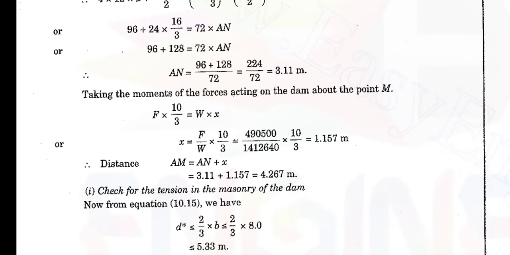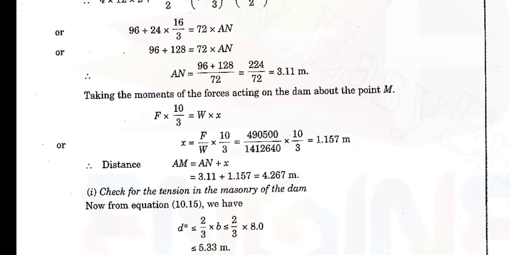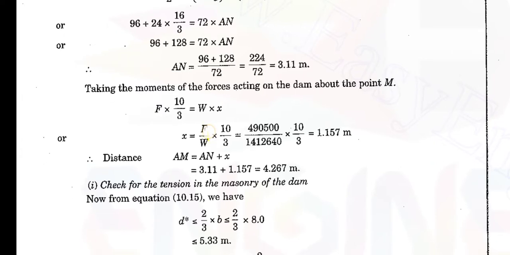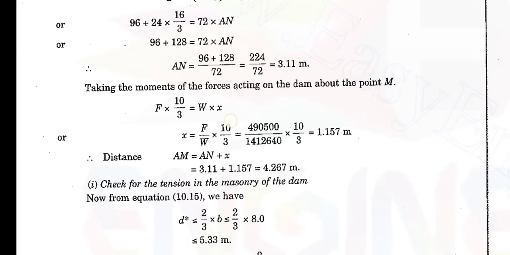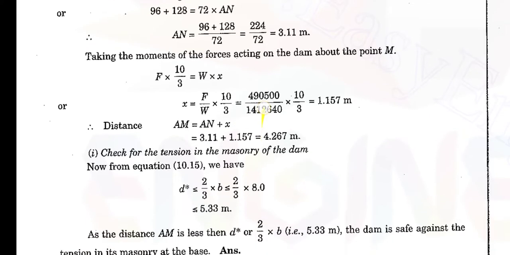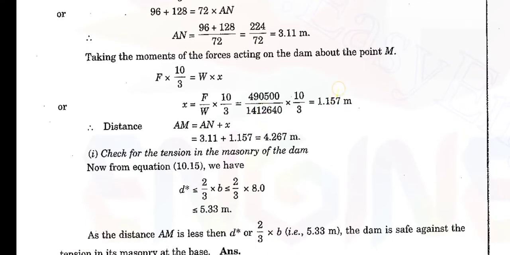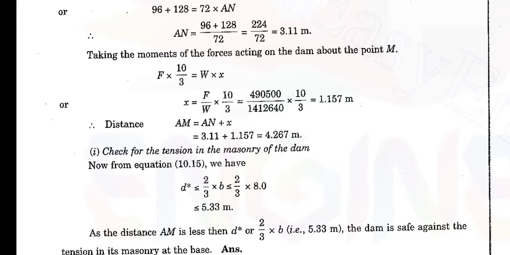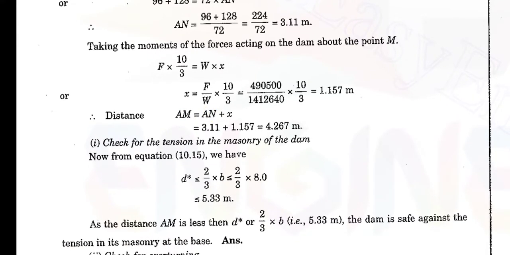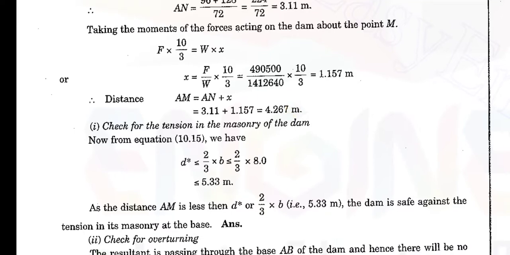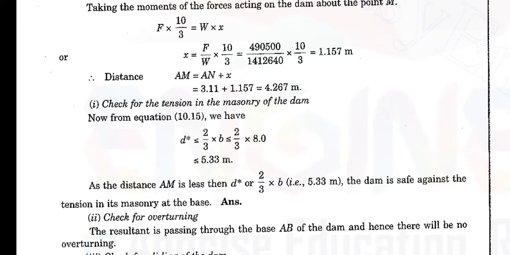Then first, we have to find the x distance. X is nothing but F by W into H by 3. Substituting in that, we can find the x distance. Then AM, that is the D value, is equal to AN plus X, which will be equal to 4.267. So we have found all the dimensions.